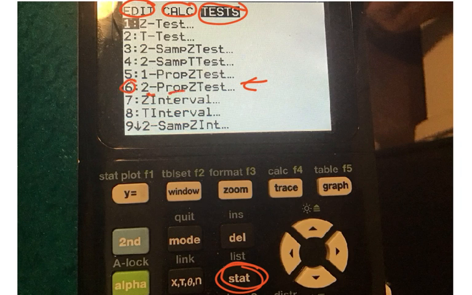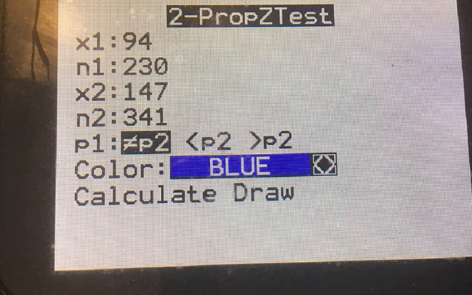Why is it 2? Because we're comparing the two proportions. And remember, proportions, guys, when they satisfy the condition, will always be a z. They will never be a t like a means possibly could, or most likely will. So once we select 6, notice we simply put in our information correctly and carefully.